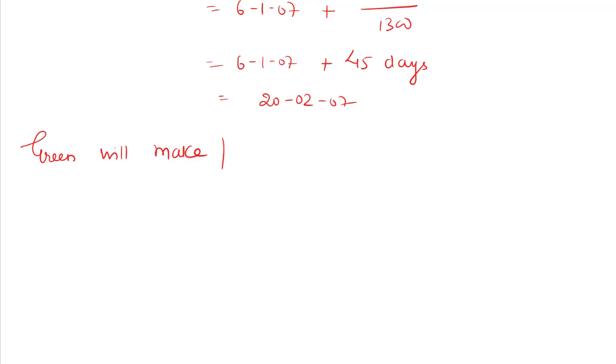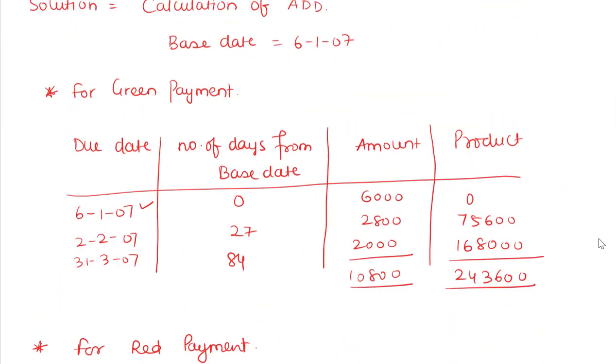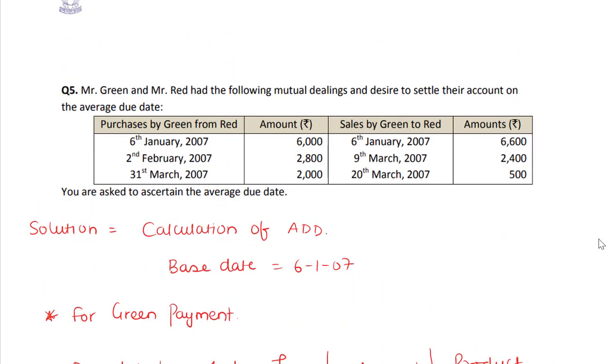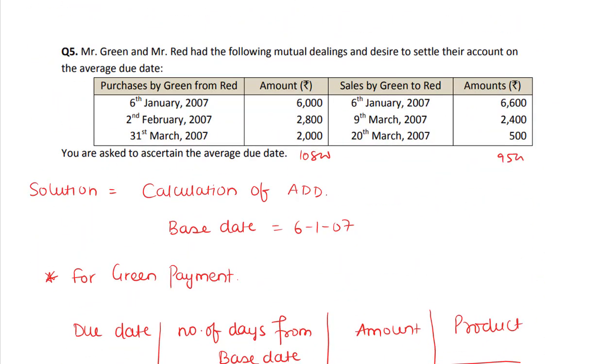Green will make payment of rupee 3,000 on 20th April 2007 to settle all dues. Why 1,300? See in the question. 6,000 plus 2,000, 8,000, 10,800, and over here the total is 9,500. The difference is 1,300.